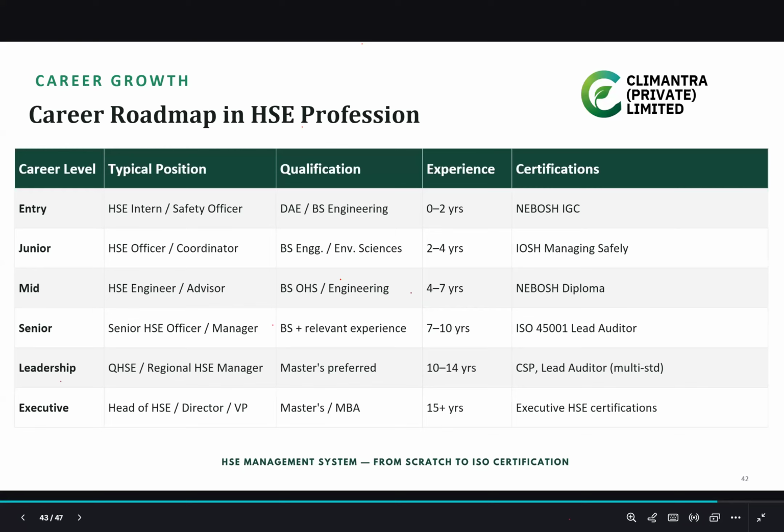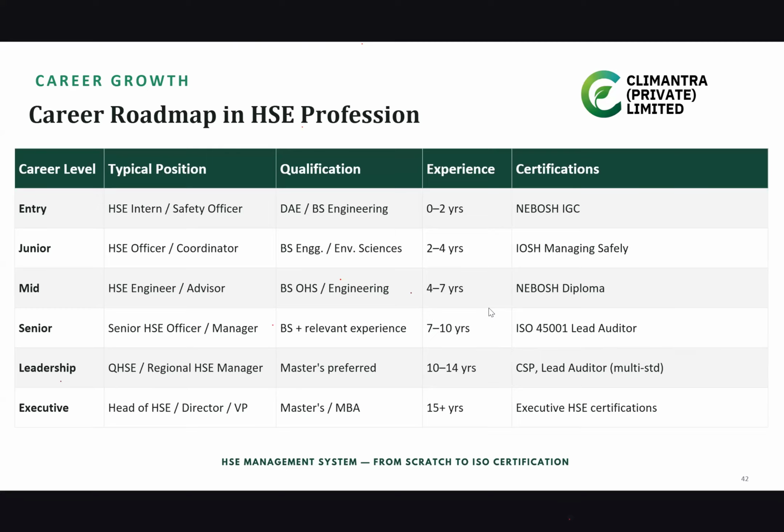For leadership positions like regional HSE manager and QHSE leaders, you must complete lead auditor courses of ISO 45001, 14001, and 9001. Then executive positions come: head of HSE, director HSE, or vice president. These positions require a master's or MBA along with the engineering degree or BS, as well as executive HSE certifications like project management and ISO lead auditor courses. These are all required for these positions along with 15 plus years of experience.